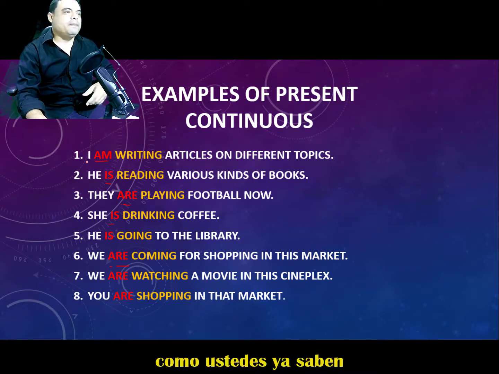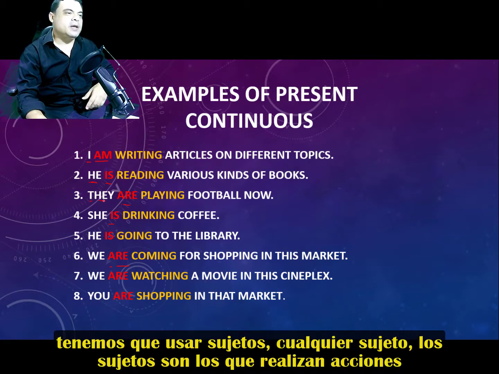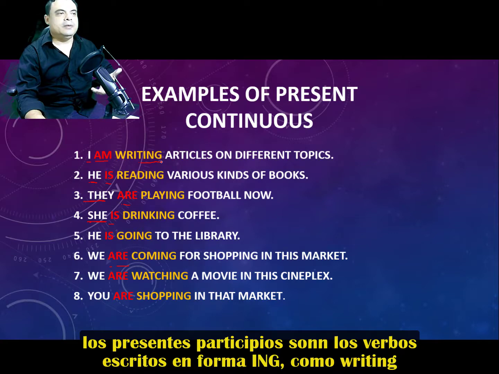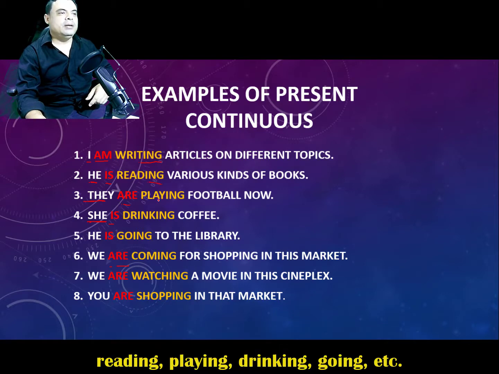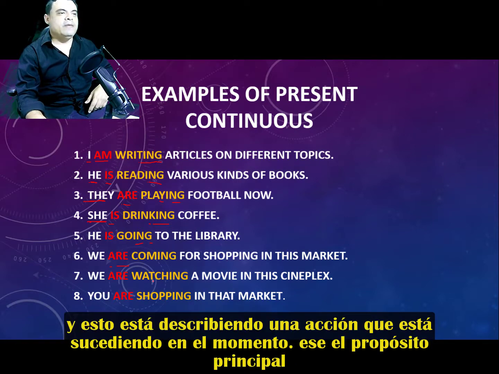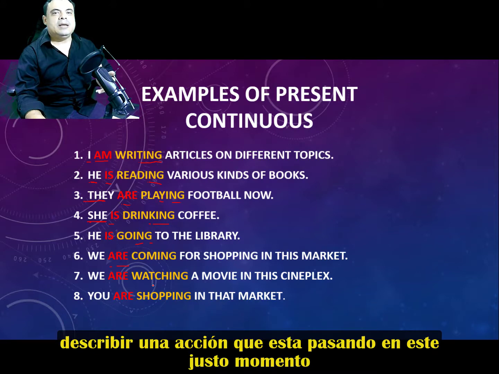as you already know, we have to use subjects, any subject. Subjects perform actions. Actions are verbs. Here the verbs are conjugated in present participles. Present participles are the verbs written with the ing form. Yes, like here, writing, reading, playing, drinking, going, etc. All these verbs end in ing. And this is describing an action happening at the moment. That's the main purpose of the present continuous, describing an action that is happening right now.